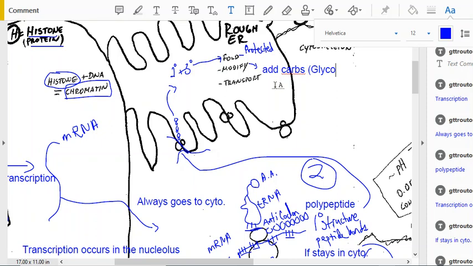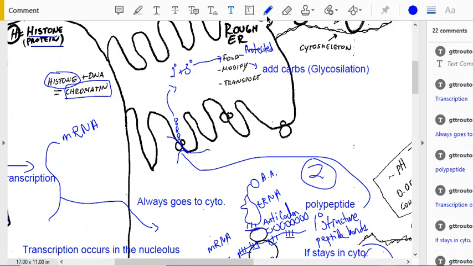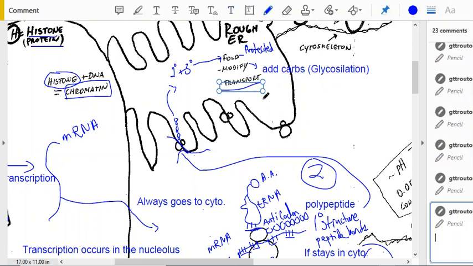This is called glycosylation. This is actually also how you get the glycoproteins that we just talked about earlier in the cell membrane. And then this is also kind of the start of this transport journey out of the cell.